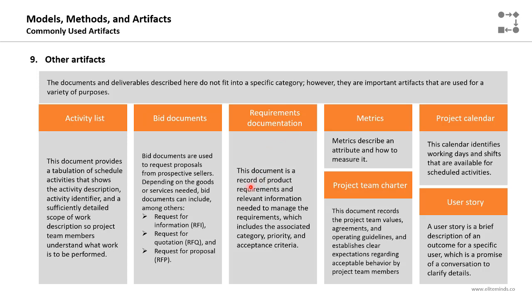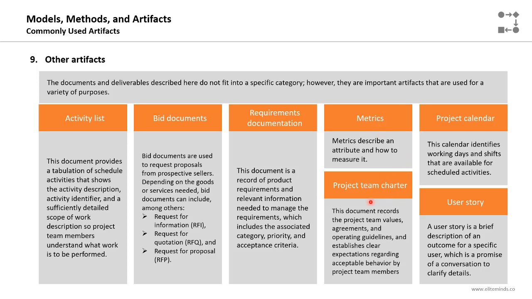Requirements documentation. This document is a record of product requirements and relevant information needed to manage the requirements in the project, which includes the associated category, priority, and acceptance criteria. Now, metrics describe an attribute and how to measure this attribute, how we are going to measure the success in terms of budget or in terms of schedule or resources utilization. At the end of the project, we will use the metrics.